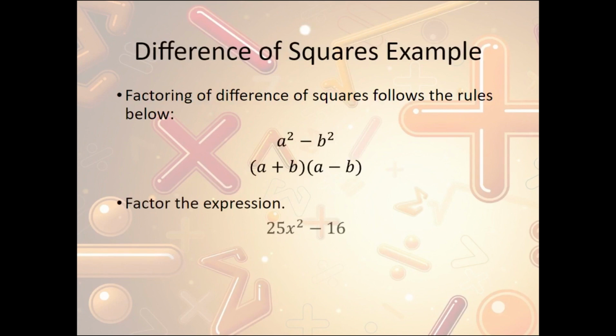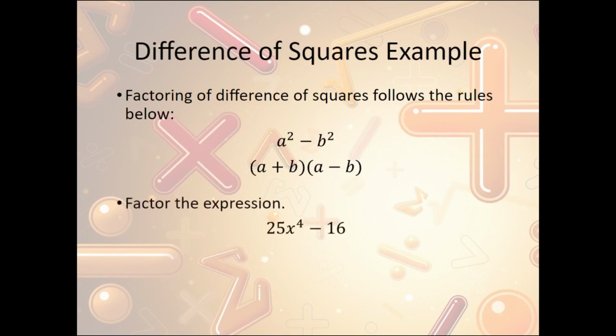Let's look at another example. We have 25x squared minus 16. Well, 25x squared is really 5x squared, and 16 is really 4 squared. So we can rewrite this as 5x plus 4 times 5x minus 4. And that's our factored version.